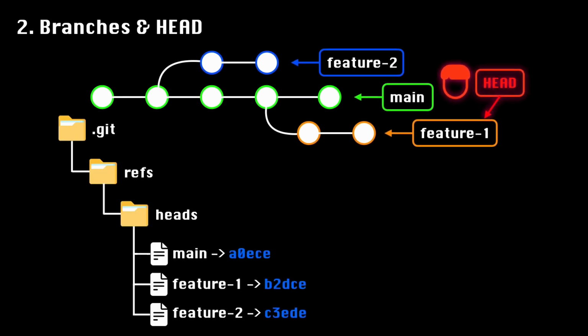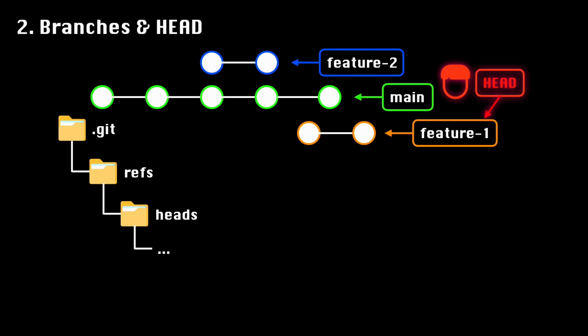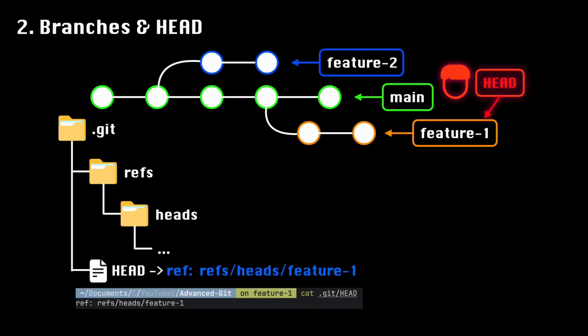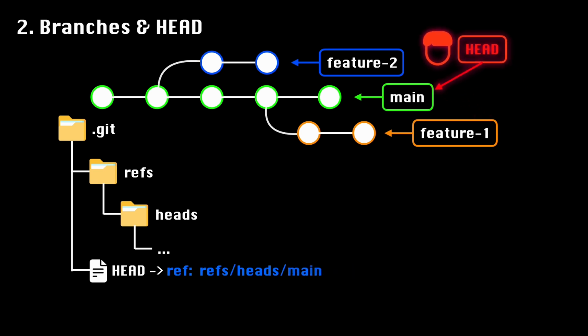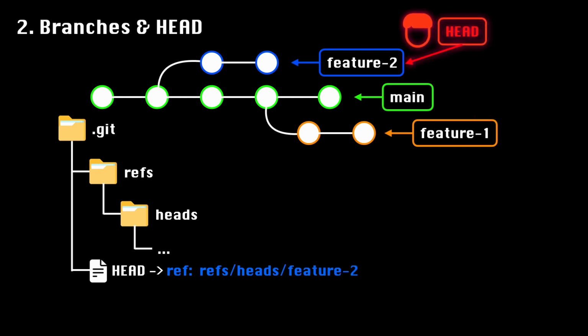Going back to the hidden .git folder, there's another text file simply named HEAD. If you inspect the contents of this file, we see that it simply contains the reference to the feature 1 ref. This applies whenever we switch branches. The HEAD file will simply contain the ref to whichever branch we are checking out.